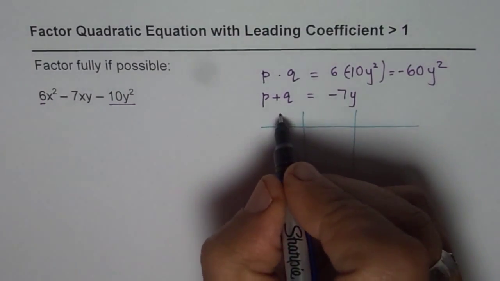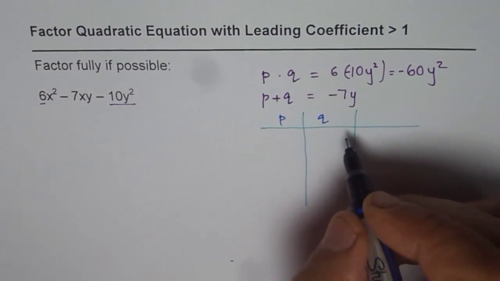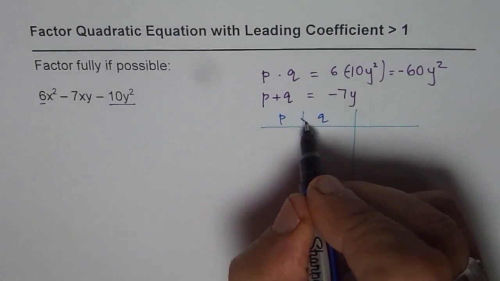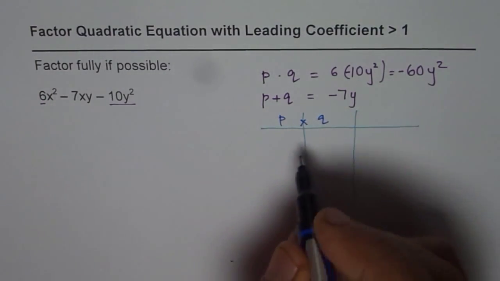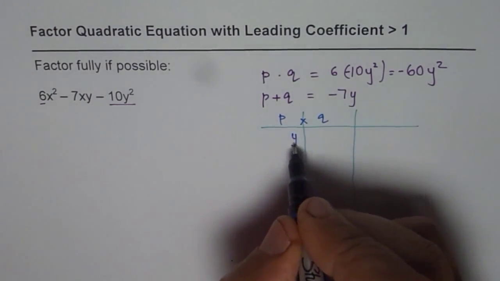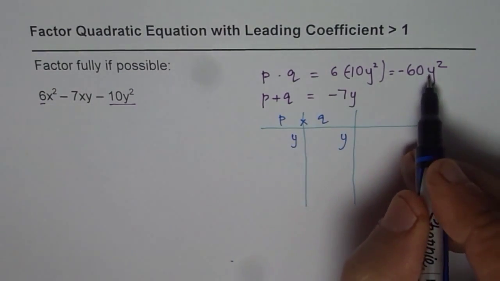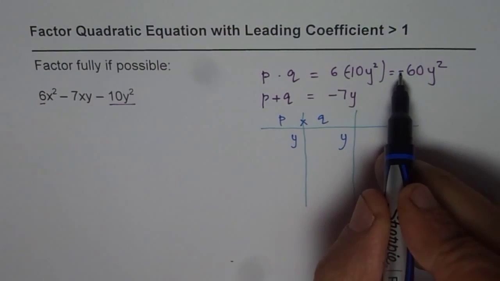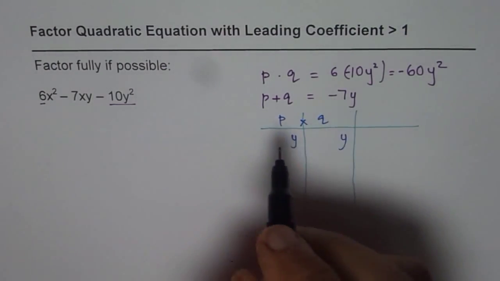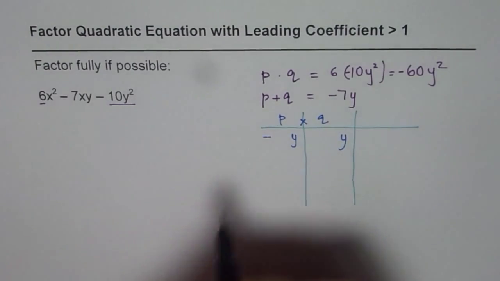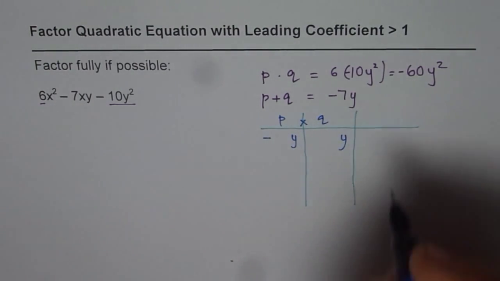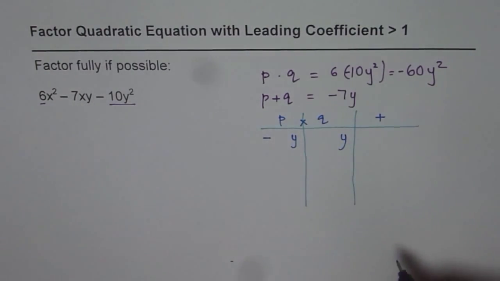So let's say the two numbers are P and Q. Here we'll write their product. Let's say their product should be minus 60y squared. Of course both should have y in them. That is how you get y squared. Minus 60, and the sum is negative. That means the bigger number, let's assume P is the bigger number, should be negative, correct? And then on this side we'll write the sum and see if that is okay.